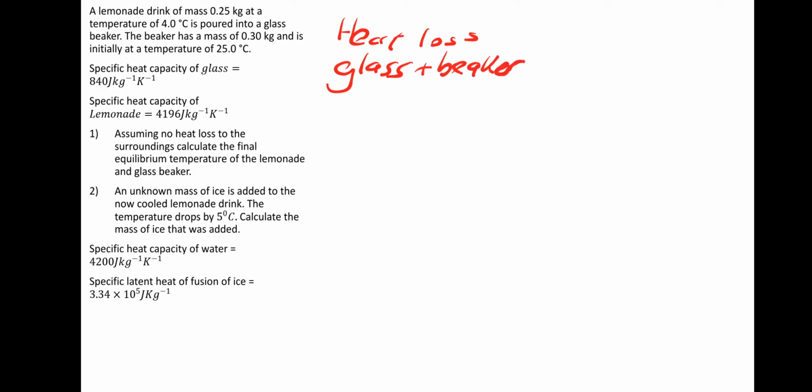Sorry if that's not the neatest. Heat loss of glass and beaker. That's why I studied physics at university rather than English, so I don't have to write as much. Plus I'd have failed English anyway.